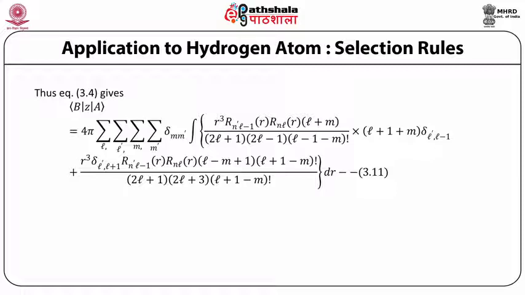Equation 3.4 thus gives the matrix element of Z between B and A as 4π multiplied by the summation over l' and the summation over m', delta of m' into r cubed, the radial function of l', l-1 into the radial function of nl, into (l+m) divided by (2l+1)(2l-1) into (l-1-m)!, multiplied by (l+1+m), plus delta function of l' and l-1, plus r cubed into delta function of l' and l+1, and again two radial functions, one is r_{n'l-1} and another is r_{nl}, and (l-m+1)(l+1-m)! divided by (2l+1)(2l+3)(l+1-m)!. This is equation 3.11.